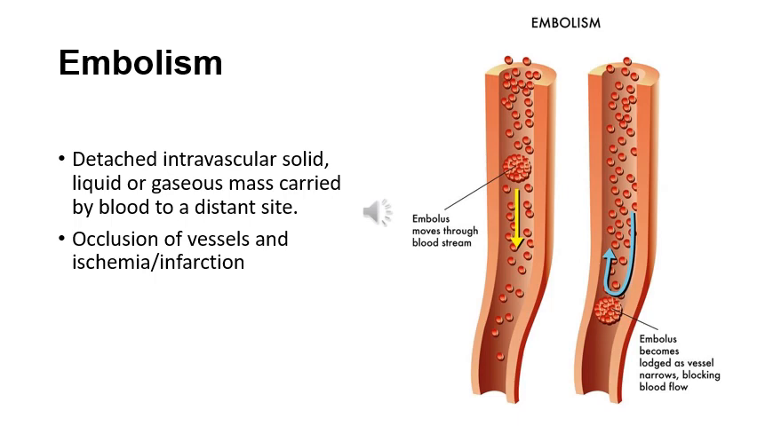So now we will continue with embolism. I've already mentioned embolism is a detached intravascular solid, liquid or gaseous mass. It's carried by the blood to a distant site. I have given the example of a thromboembolism earlier, where a part of the thrombus gets detached and is carried in the circulation, and finally gets lodged in some of the smaller blood vessels. When the blood vessel is occluded by this emboli, it causes ischemia and infarction in that related tissue. So this process is called embolism.